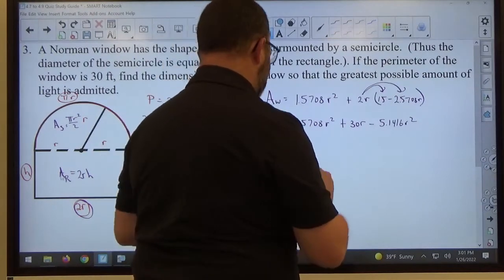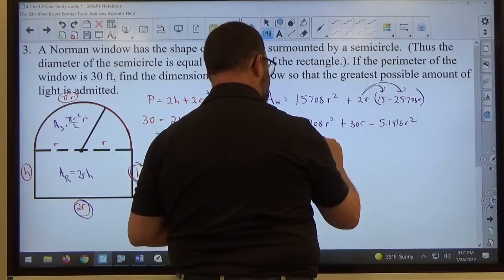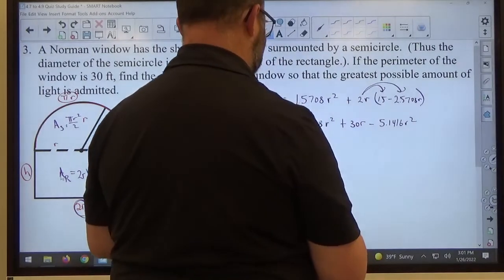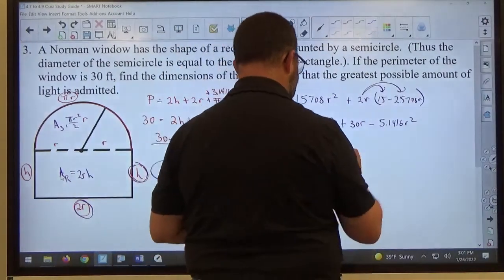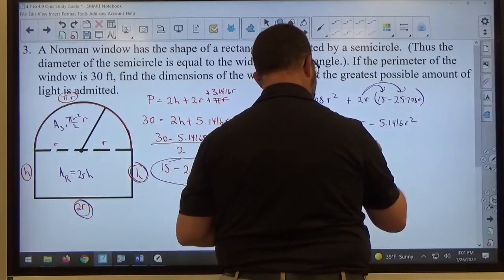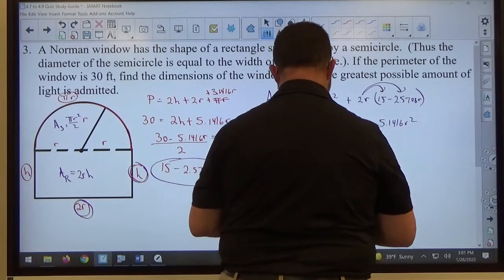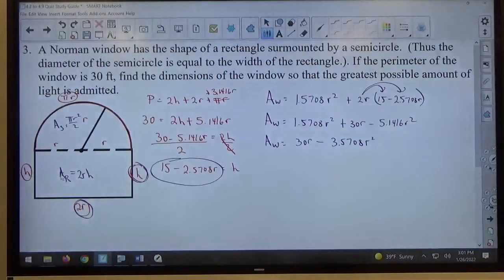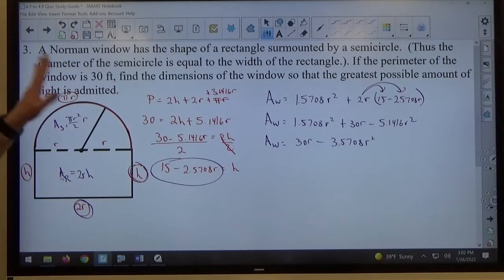We end up with 30r minus 3.5708 r squared for the area of the window. So again, maximize area. We're looking for the maximum area. Area is equal to a single variable r, so we can get what r should equal and then use that to find h.